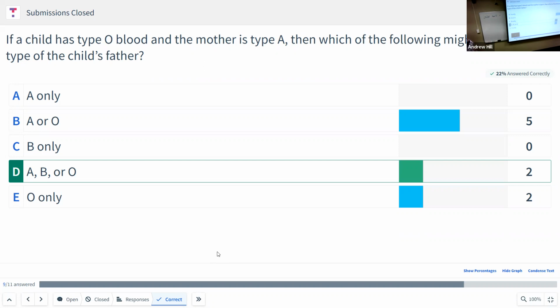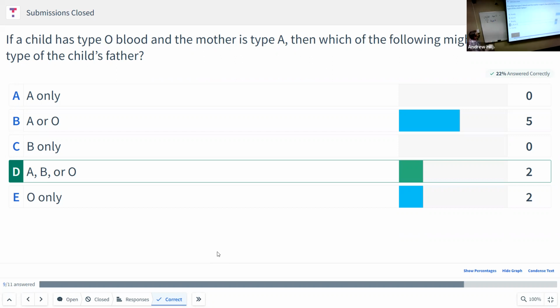Now the mother is type A. So we'll do a female symbol here. They're type A. So what are the possibilities for her? What can she be if she's type A? What's her genotype?